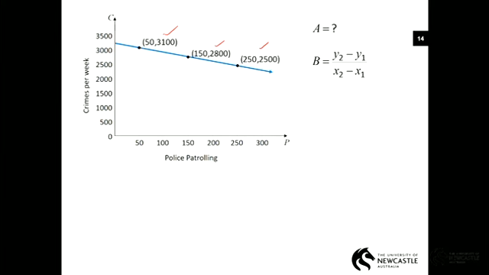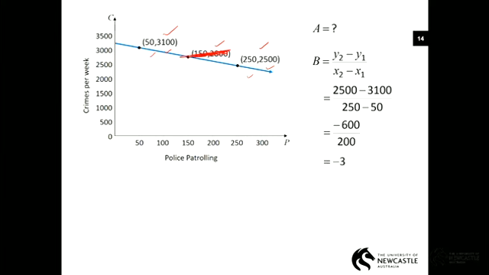Just chuck it in the formula. Pick whatever points. I've picked 2,500 minus 3,100. In this example, I've gone for the outside 2 points. It doesn't matter which ones you pick, but I've said it's this y value minus this y value, or this way around, sorry, over the 250 minus the 50. So I've gone this minus this on this minus this. My gradient is minus 600 on 200, which is minus 3. So that's a gradient of minus 3.